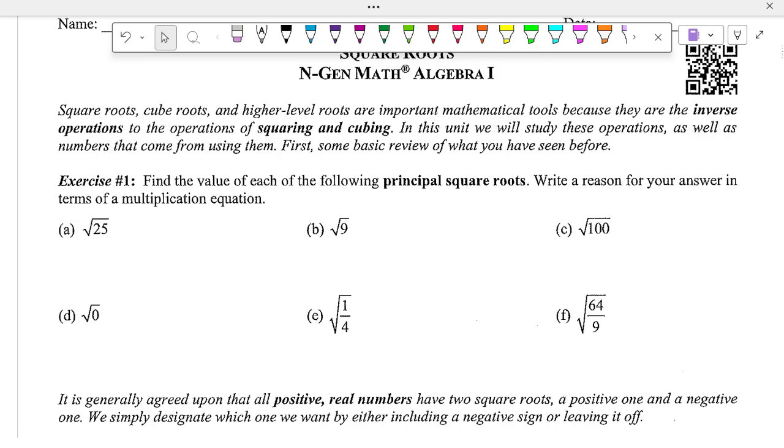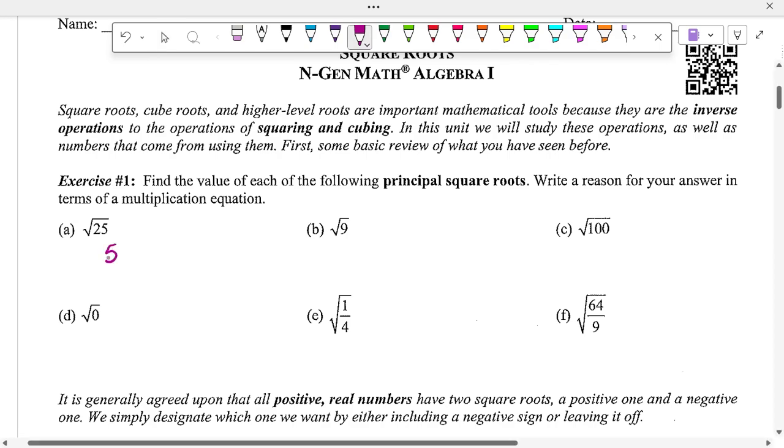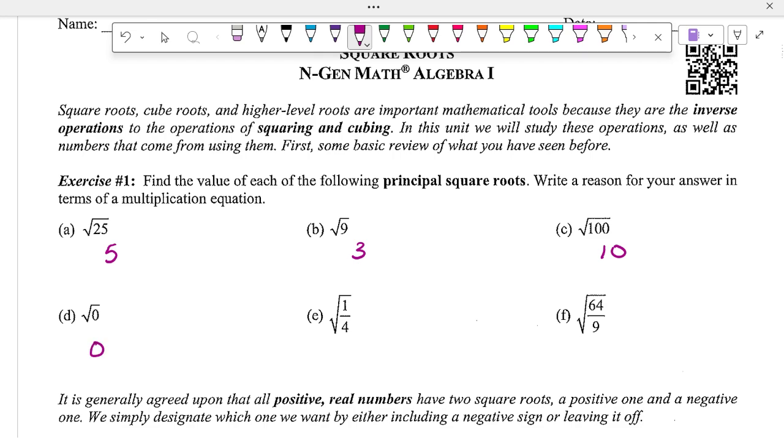So what's the square root of 25? 9? 100? 0? 1/4? 1/2? 64 ninths? 8/3? So with these guys, this is the same as square root of 1 over square root of 4. Same thing here, square root of 64 over square root of 9.